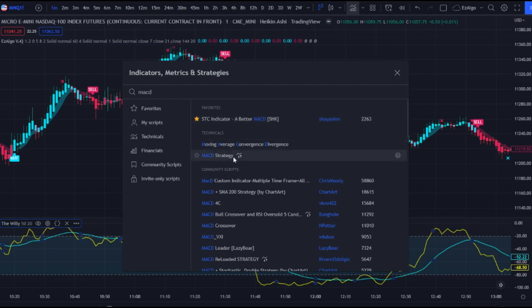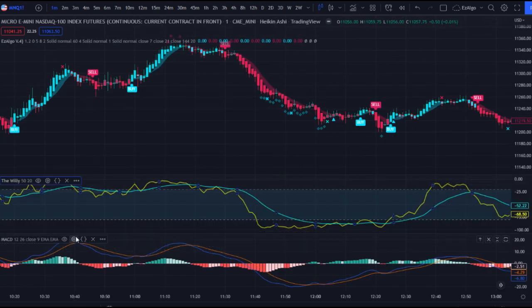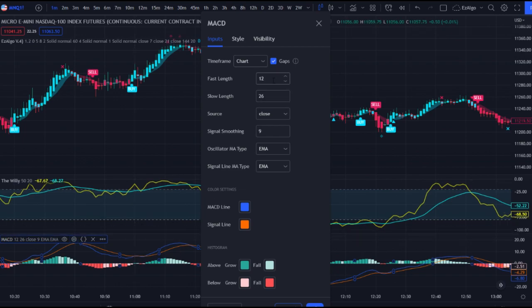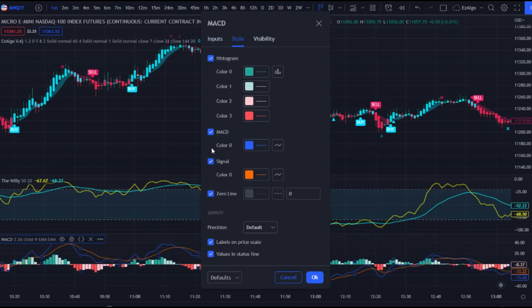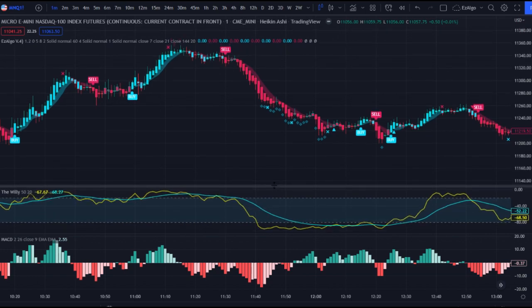The next indicator we're going to be using is the MACD, just the standard MACD. So we're going to press moving average convergence divergence, and we're going to go into settings. We're going to change the fast length to 2. Go to style and turn off the MACD and signal lines and just keep the histogram.